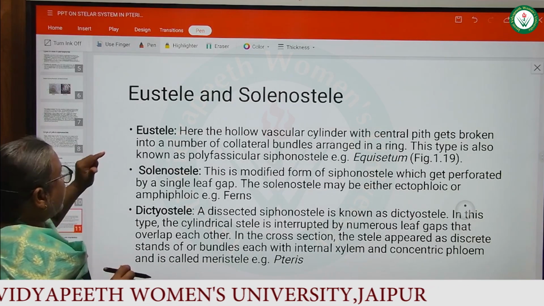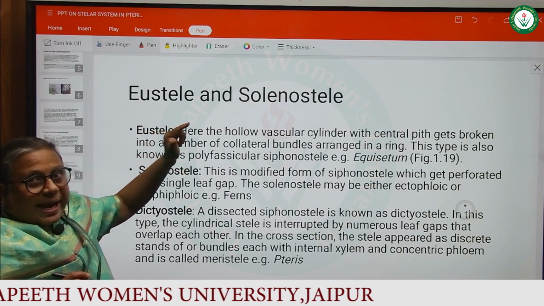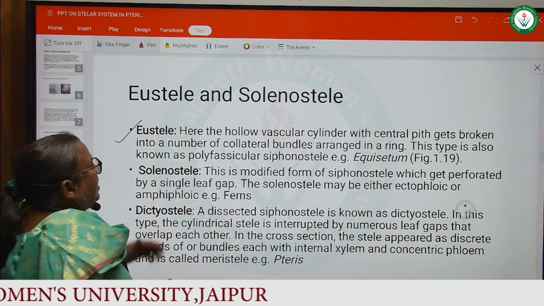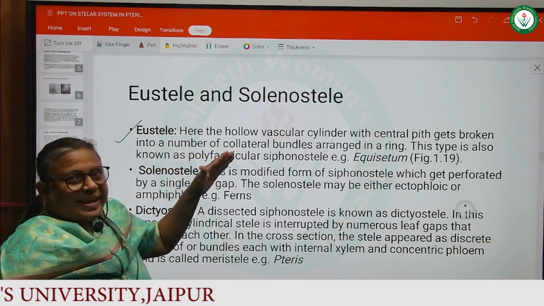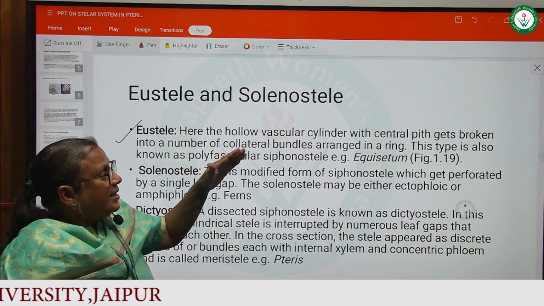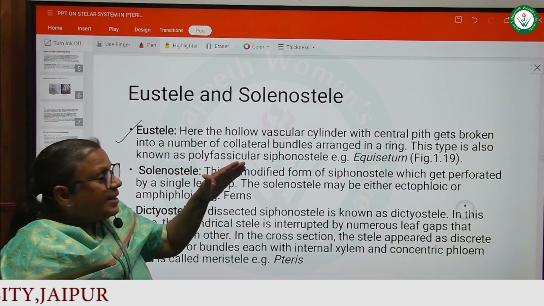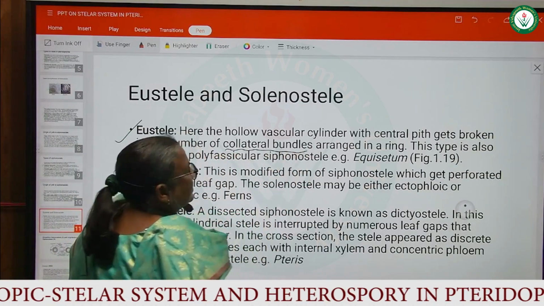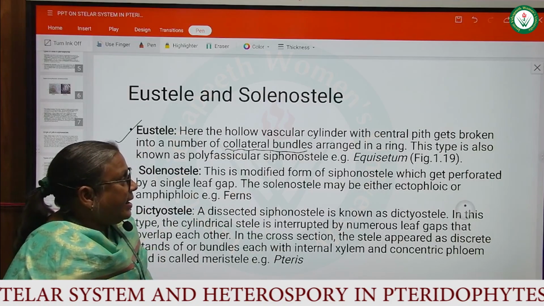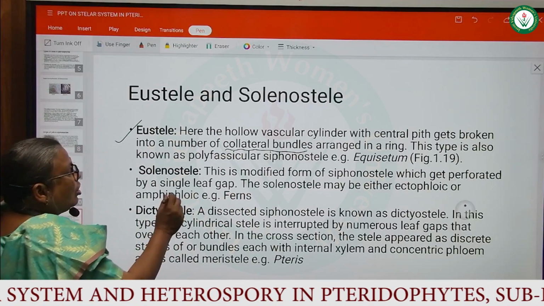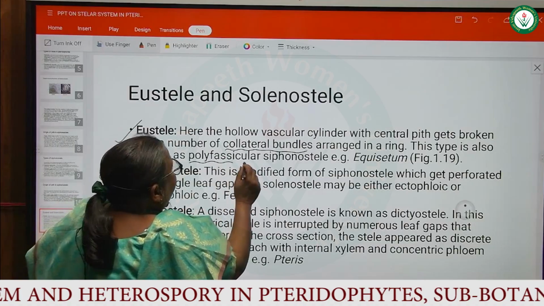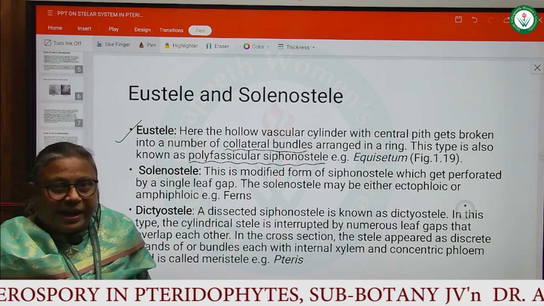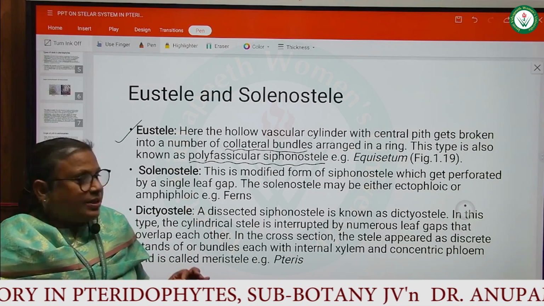Now I talk about the eustele and solenostele. So what is eustele? Here, the hollow vascular cylinder with central pith gets broken into a number of collateral bundles arranged in a ring. This type is also known as polyfascicular siphonostele, which can be seen in Equisetum.